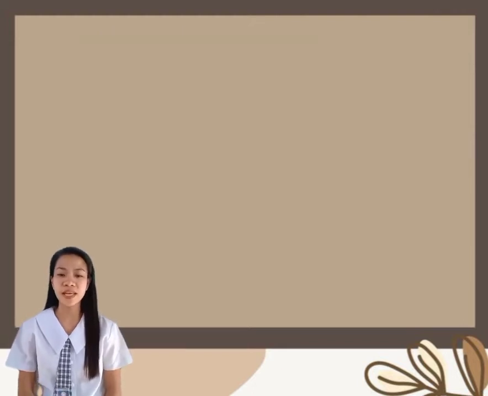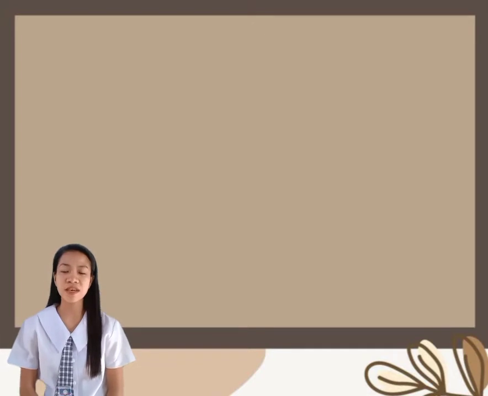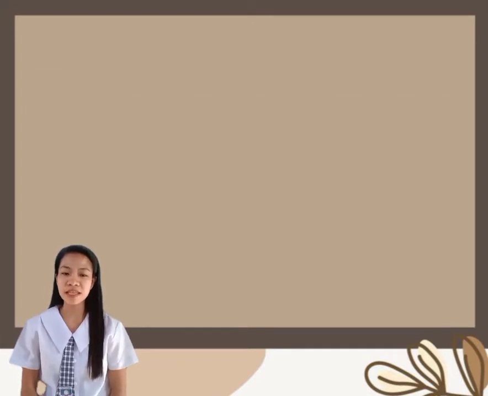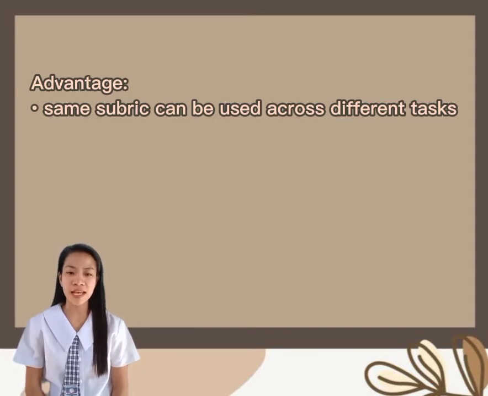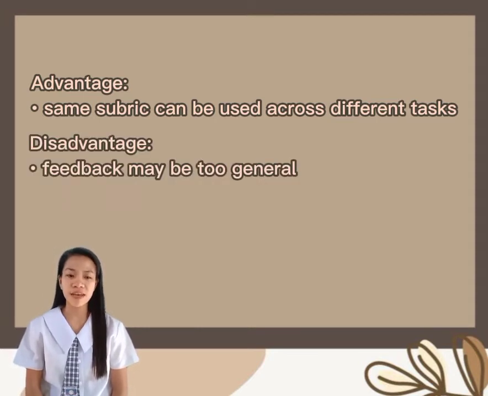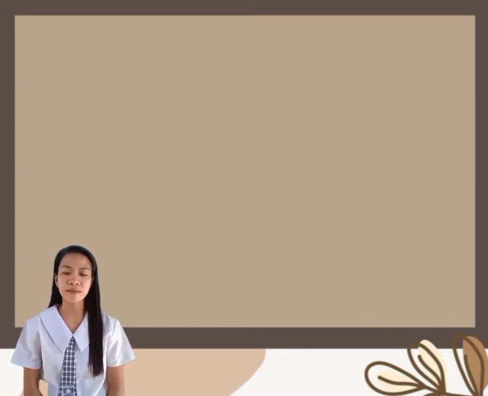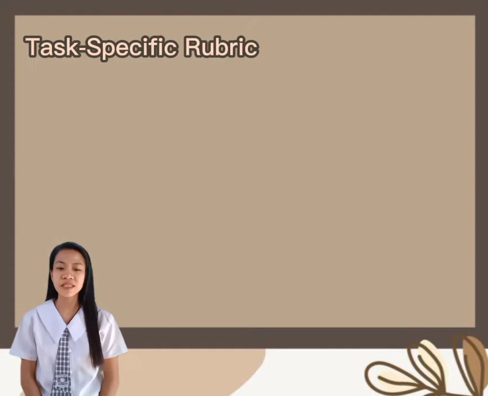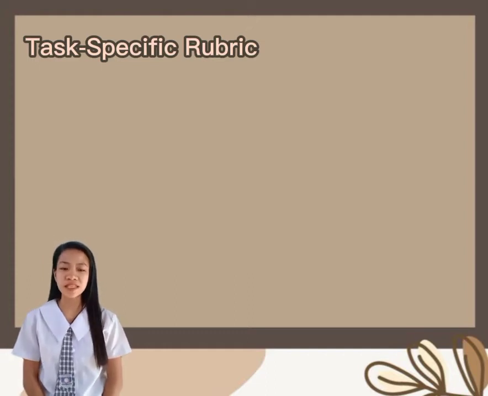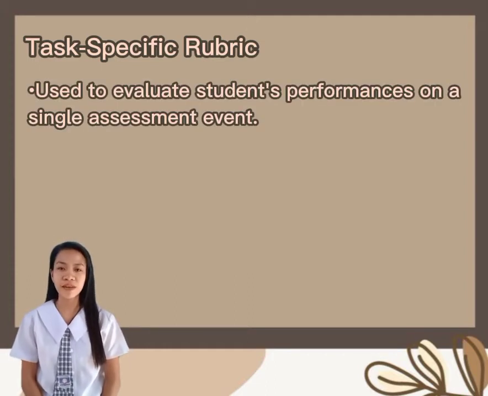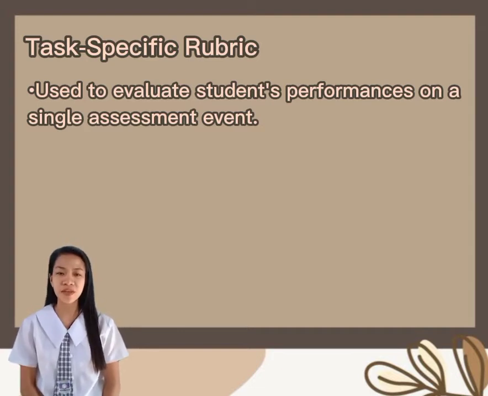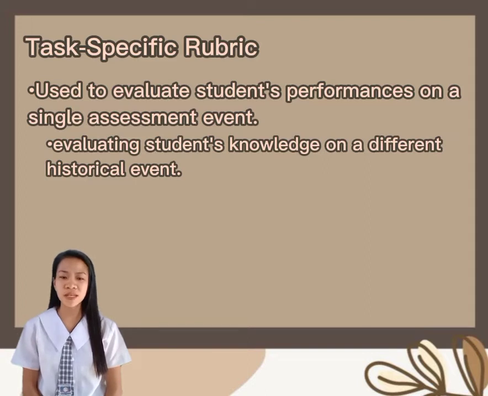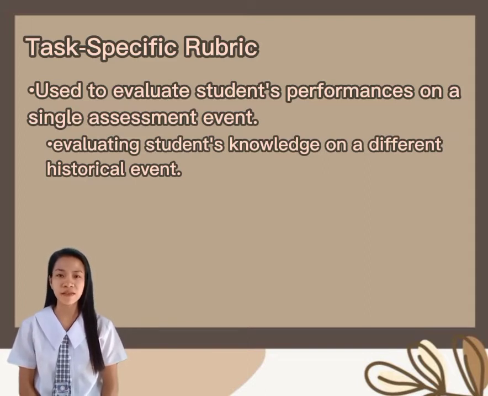Now let's go to the advantages and disadvantages of general rubric. Its advantage is that a rubric can be used across different tasks. And its disadvantage is its feedback may be too general. Now let's go to the task-specific rubric. Task-specific rubric is used to evaluate students' performances on a single assessment event. For example, evaluating students' knowledge on a different historical event.